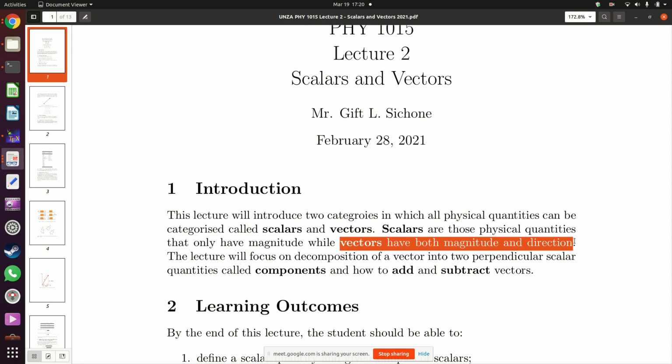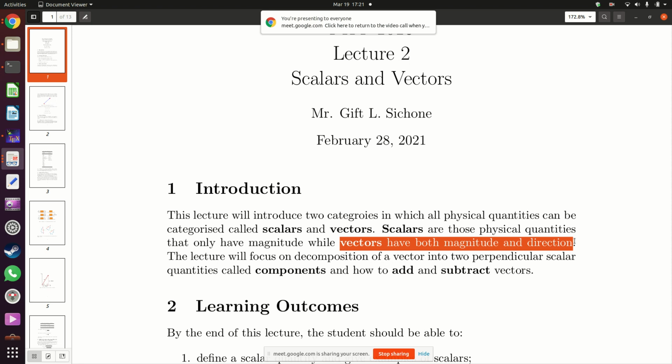For example, distance. If you walk a certain length, let's say 100 meters, we just say that you have walked a distance of 100 meters. That distance of 100 meters does not have information about the direction in which you're walking. You just walked a distance of 100 meters. So distance is an example of a scalar, because distance does not carry information about the direction, it just has size.